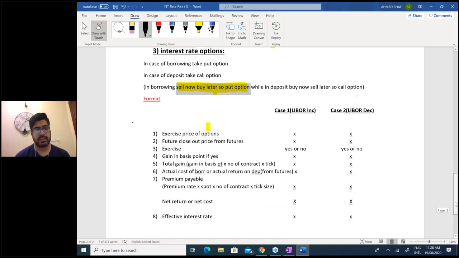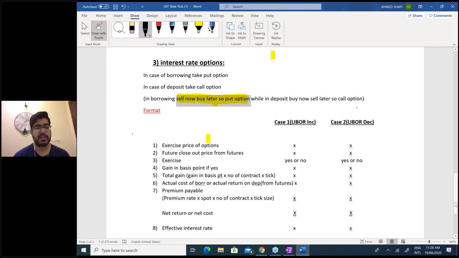In interest rate options, it's these 8 steps. In options, the borrowing case, take put option; the deposit case, take call option. Reason is given. The format presentation is you need to make 2 tables, 2 columns. One is the increase case, one is decrease case. Exercise price, what is the future closeout price? Decide yes or no. Gain in basis points if yes, total gain. Cost of borrowing or return on deposit from futures, the premium payable, get net cost or return, and the effective rate.